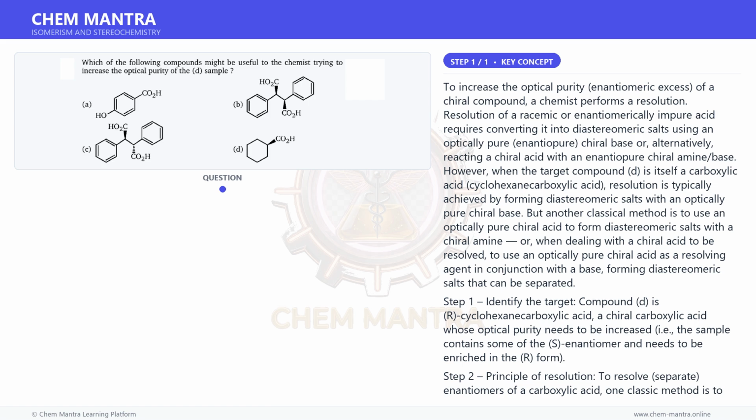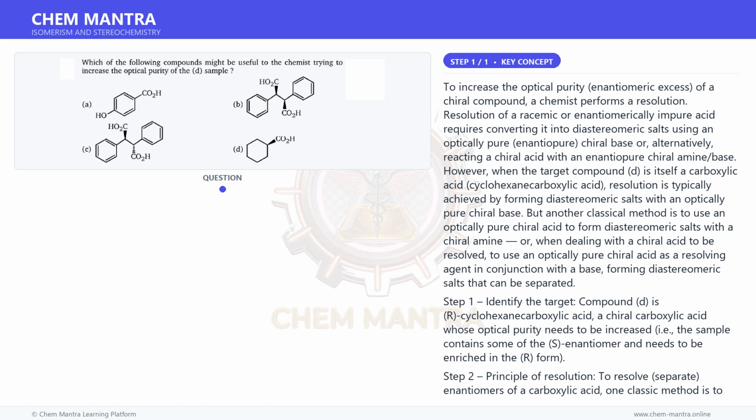C. The meso form of 2,3-diphenylsuccinic acid. The meso compound has an internal plane of symmetry and is achiral overall, despite having stereocenters. It cannot distinguish between enantiomers and is useless for resolution. D. This is the compound to be purified, not a resolving agent.